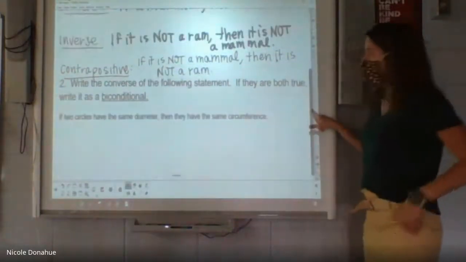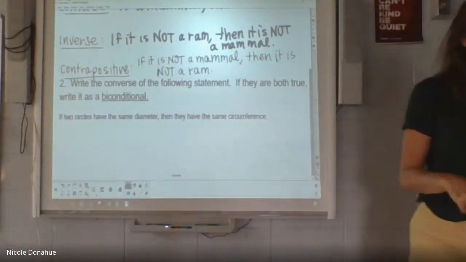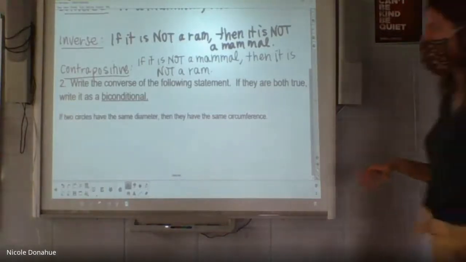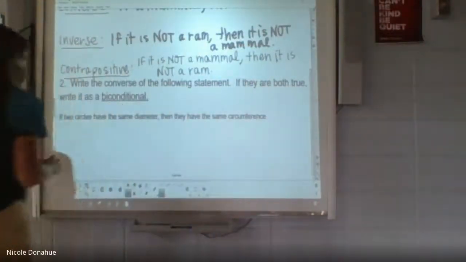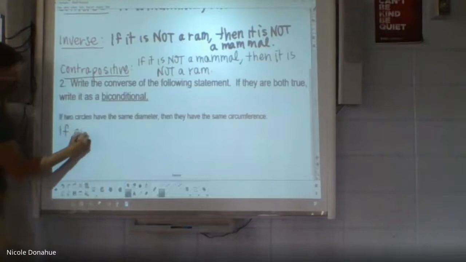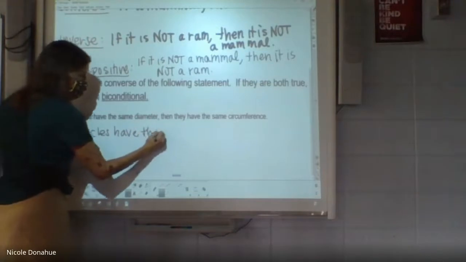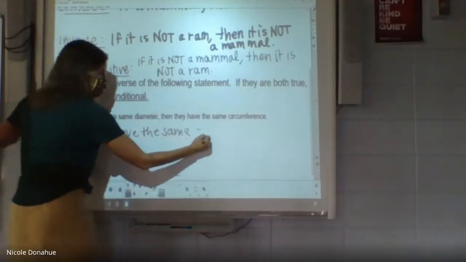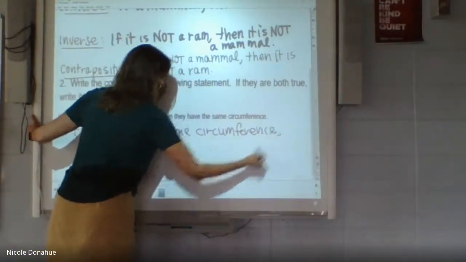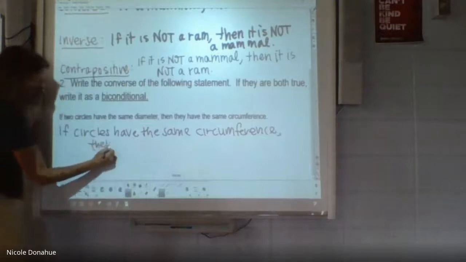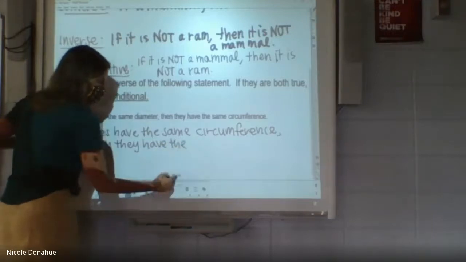So it says, write the converse. If both the original and the converse are true, then we can write a biconditional. So the converse is when I flip the if-then part. So I'm going to do that first. So if circles have the same circumference, then they have the same diameter.